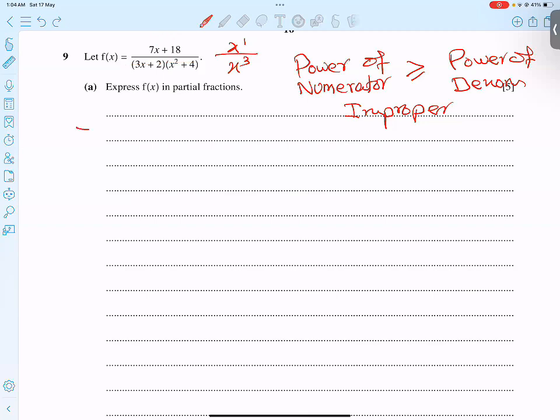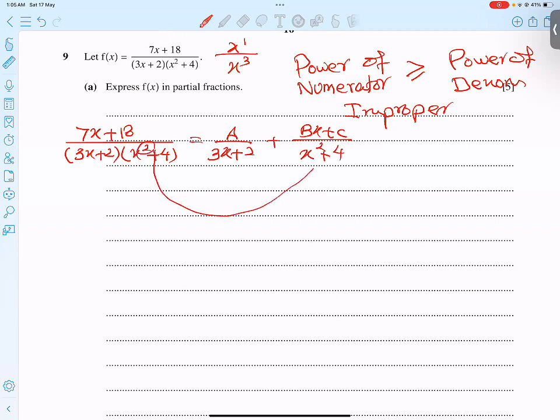So let's start. 7x plus 18 divided by what we have? 3x plus 2 times x squared plus 4 equals a over the first part plus bx plus c over x squared plus 4. Make sure, because this power 2 is quadratic, we must write bx plus c. And for the power 1, linear, we must write only one letter, any letter.